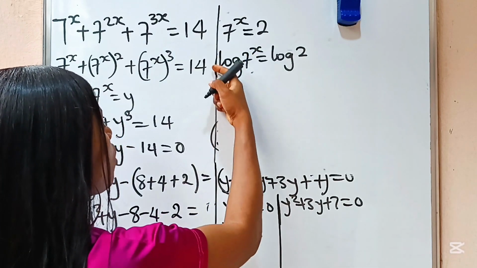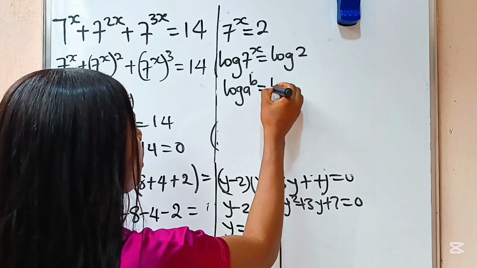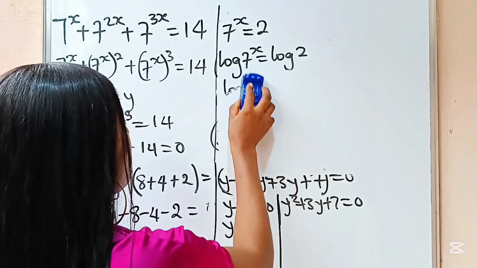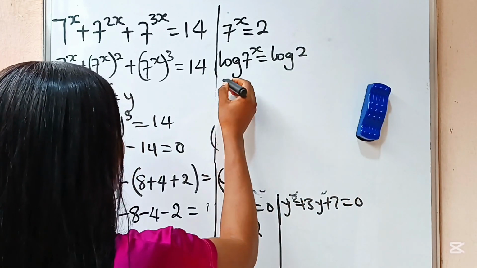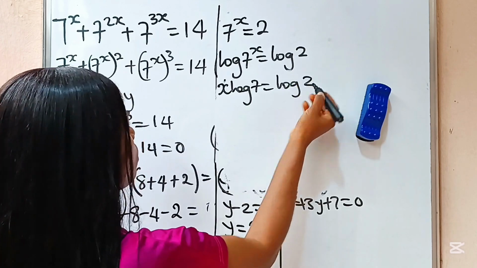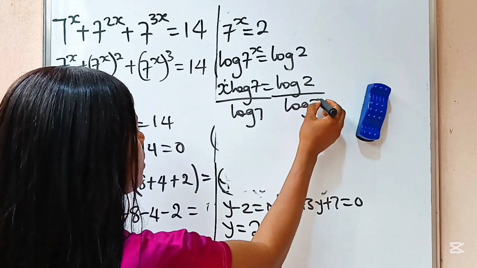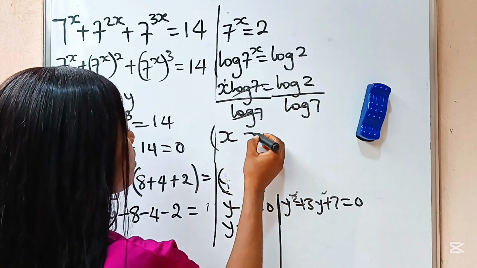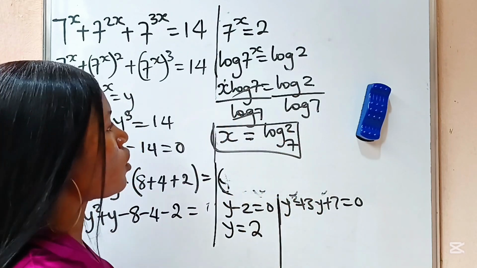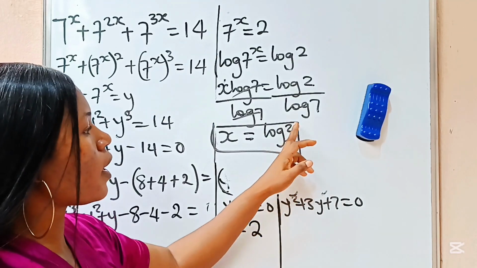Okay, so x will come down because when you have log a raised to the power of b, it is equal to b multiplied by log a. So we can say at this point that x log 7 is equal to log 2. Now we're going to divide this side by log 7 and also divide this side by log 7. So we have x is equal to log 2 base 7. Okay, yes, because when you have log a divided by log b, it can be expressed as log a base b.